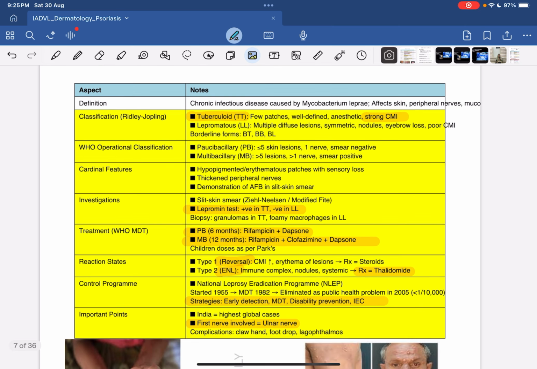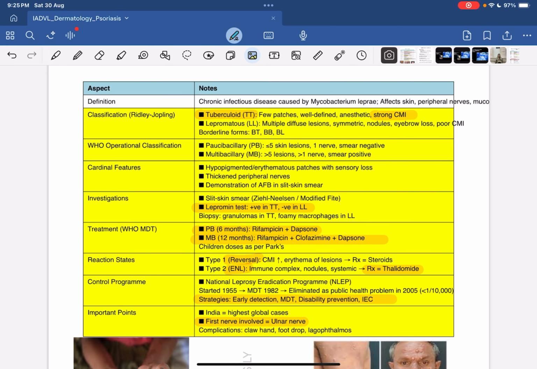Then coming to leprosy, leprosy is a very important topic. Questions can be there from leprosy. It is a chronic infectious disease which is caused by Mycobacterium leprae. It affects the skin, peripheral nerves, and mucous membrane. In the Ridley Jopling classification, there are tuberculoid leprosy and lepromatous leprosy, and some variants in between.